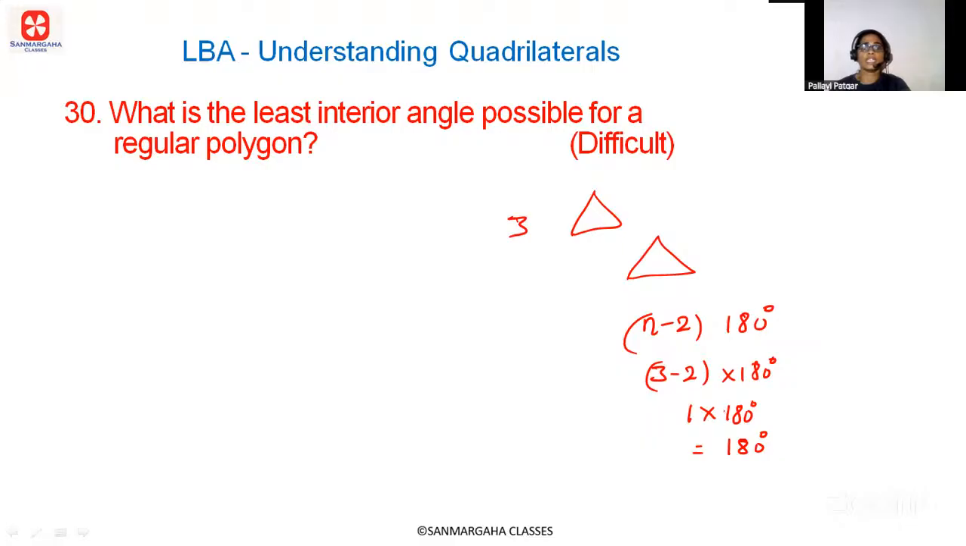So we have to calculate each interior angle. So each interior angle is equal to sum of the interior angles divided by number of sides, 3. So 3 ones are 60, okay, so 60 degree. So each interior angle is 60 degree. So this is the least interior angle. Okay, thank you.